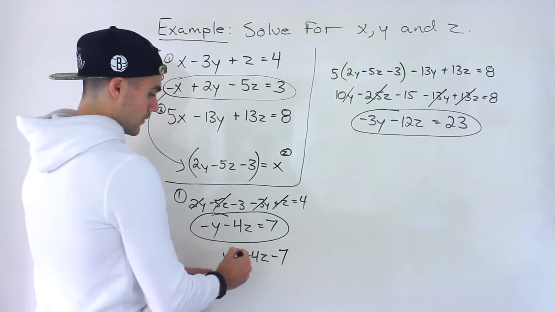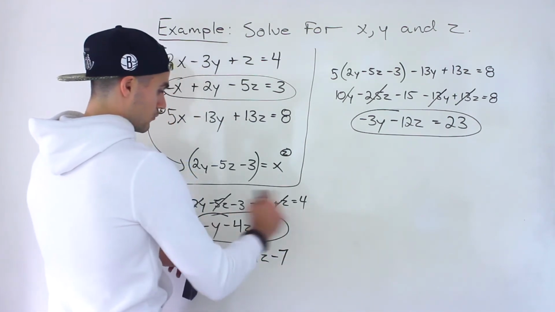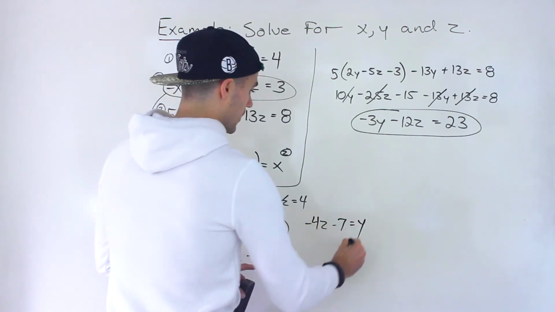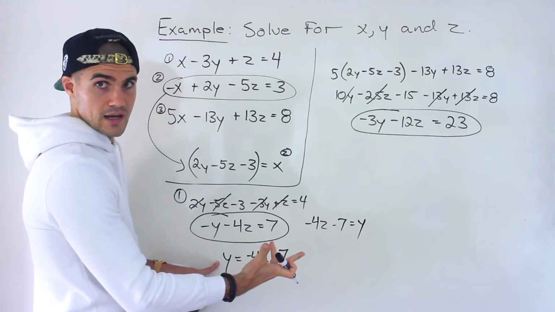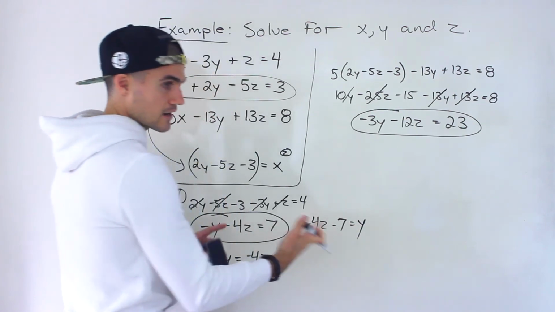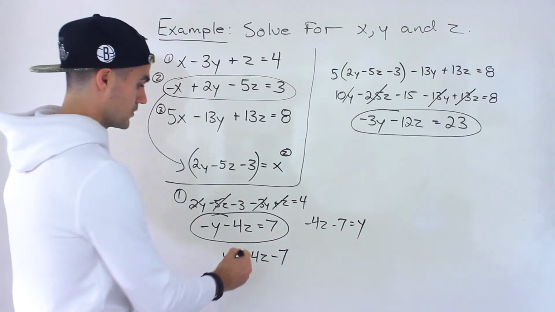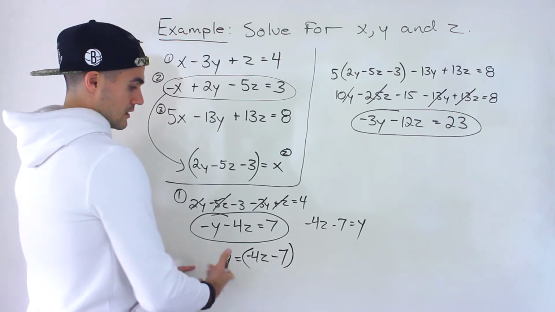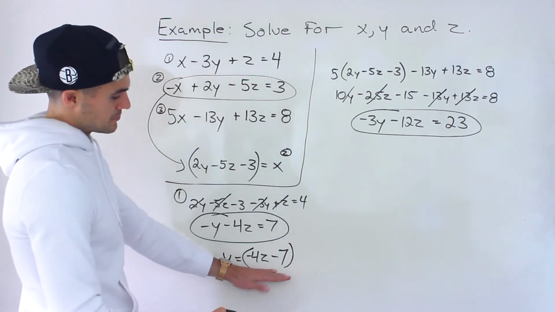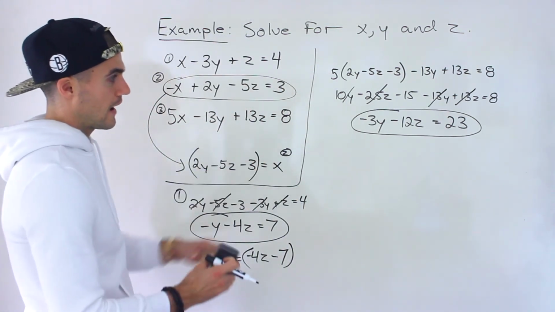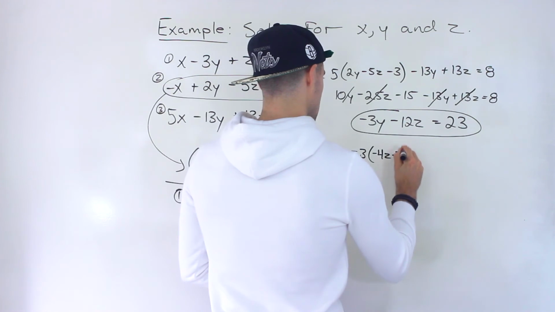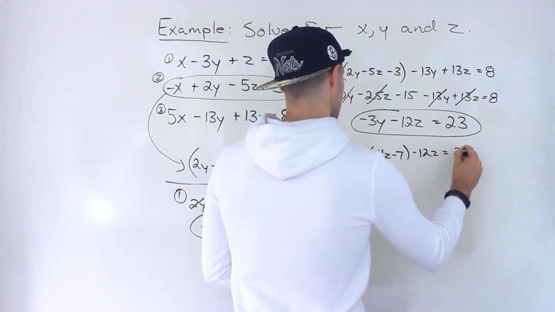By the way, when we bring the negative y over, if we brought it to the right side, we'd end up with negative 4z minus 7 is equal to positive y. They're the exact same thing. Whether you put this on the left side or right side of the equal sign doesn't really matter. So I just put it like this to represent it a little more clearly from left to right. So then what we could do is take this expression for y and plug it in for that y. So we'd end up with negative 3, negative 4z minus 7, minus 12z is equal to 23.